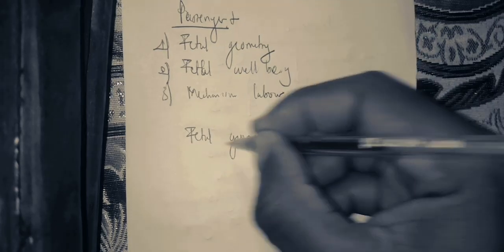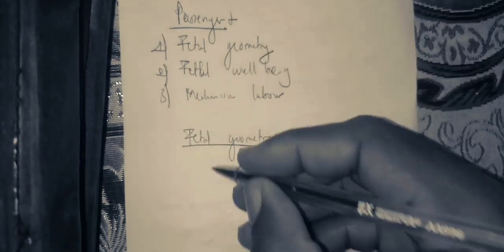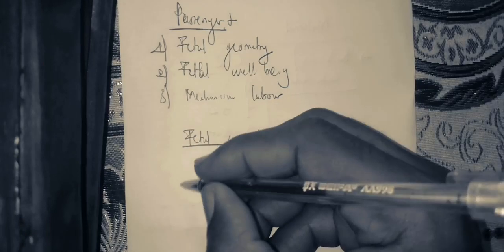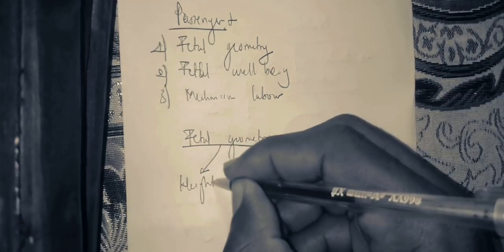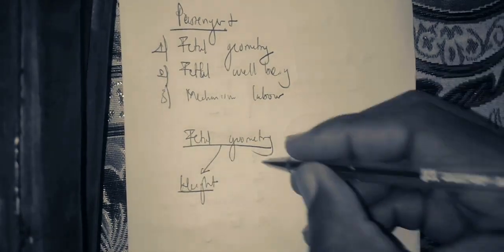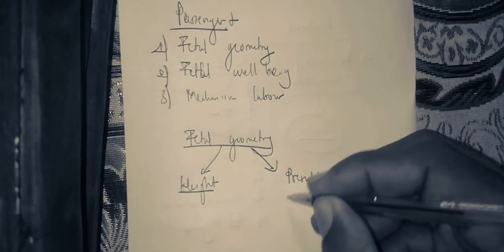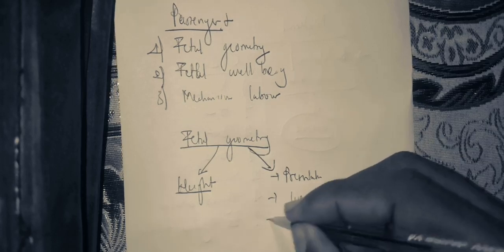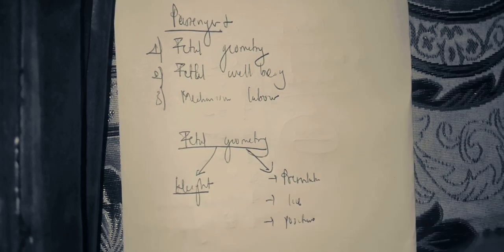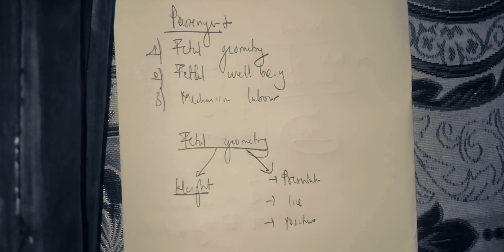Now, in the fetal geometry, you can have the weight of the child that you can bring out in labor, and you can have the different presentations, basically the lie and the position of the child. Is it clear? So those are the different things that you try to bring out.